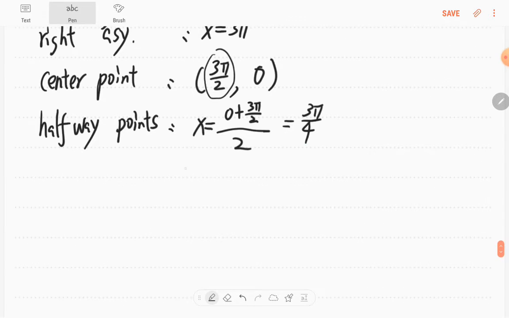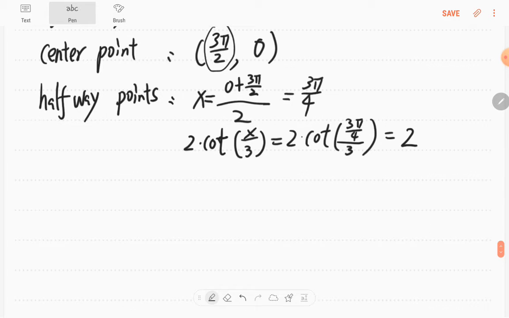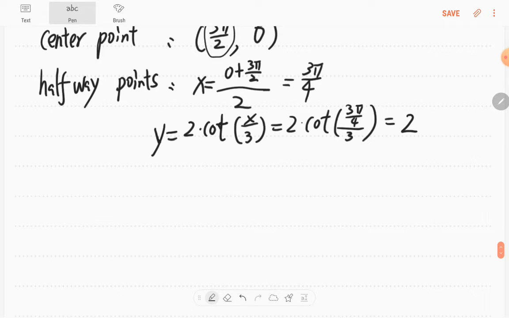So 2 times cotangent of x over 3 becomes 2 times cotangent of 3 pi over 4 divided by 3. So it's pi over 4. So you have 2, right? It's equal to 2. So the y value is equal to 2. So this is one halfway point: 3 pi over 4 and 2.